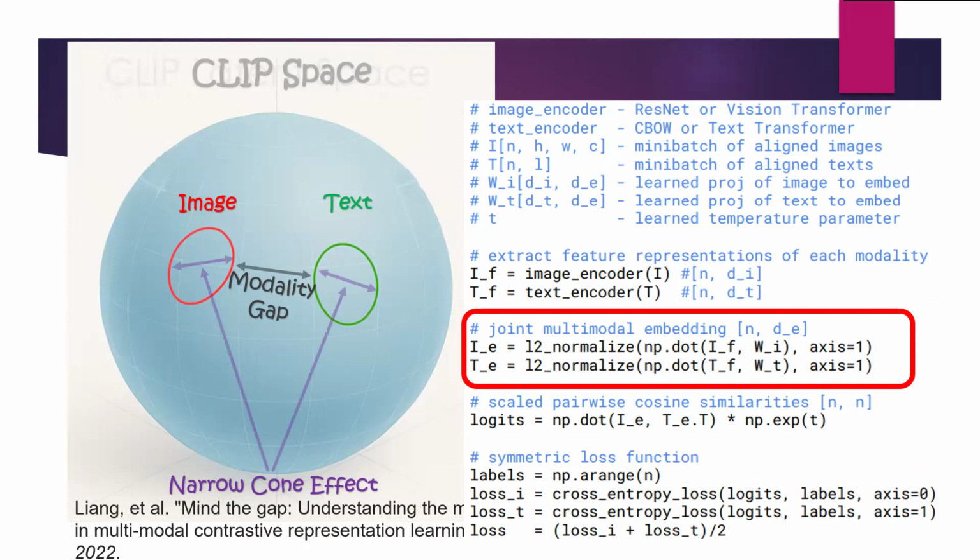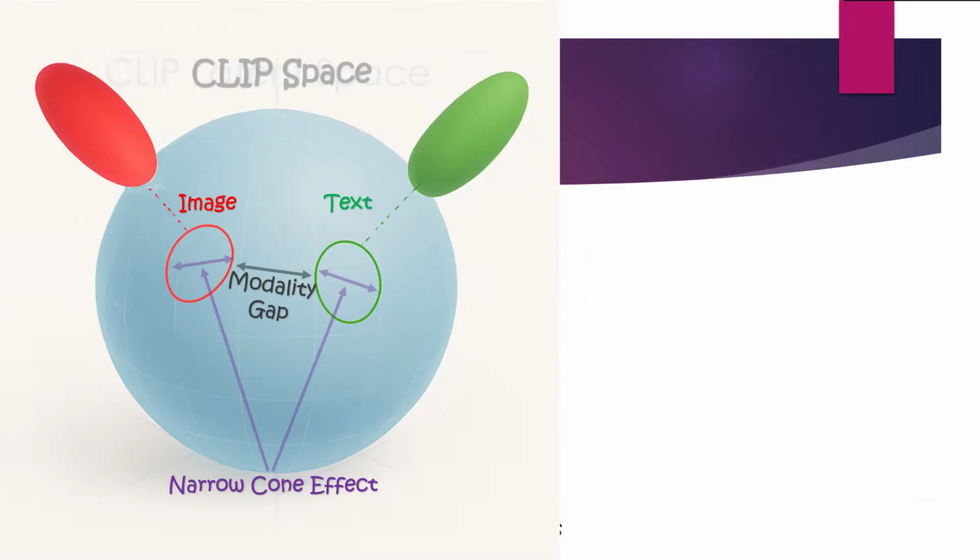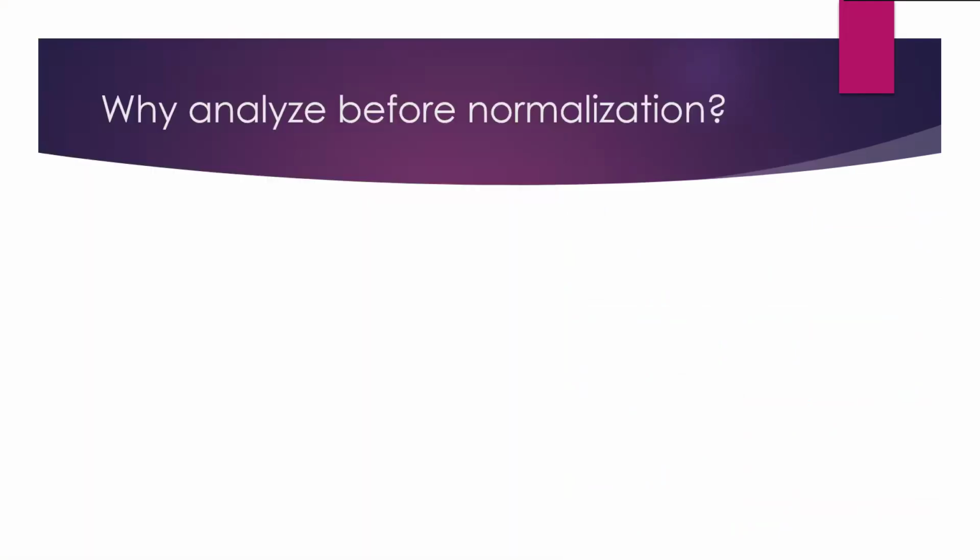However, we decided to analyze the features before normalization and found something surprising. Each modality forms its own ellipsoid. The separation between these ellipsoids explains the modality gap, and their offset from the origin may account for the narrow cone effect. We decided to analyze prior to the normalization phase for several reasons.